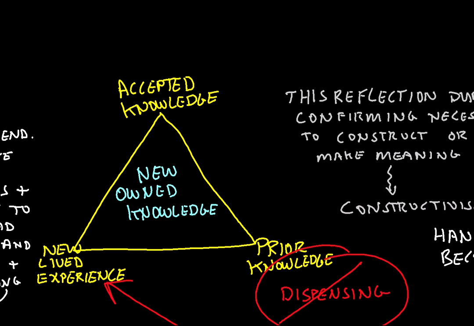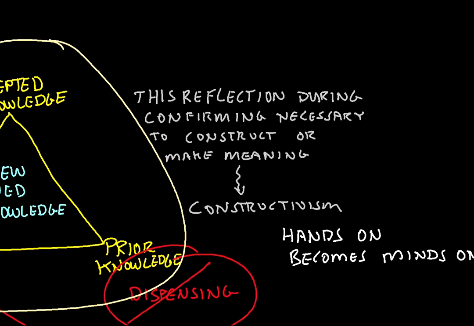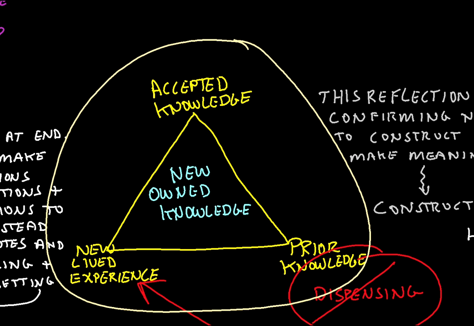So, if you have truly learned something to the point at which you own it, you have participated in constructivism. In the end, this is how the brain works. If you have knowledge that is deep enough to apply and use, you must have constructed meaning. You've triangulated around that new knowledge, and that new knowledge becomes your own knowledge, with the prior knowledge, your lived experience, and the accepted knowledge.